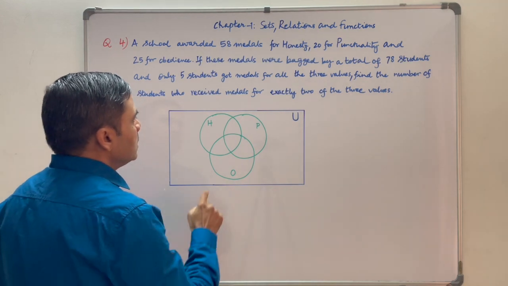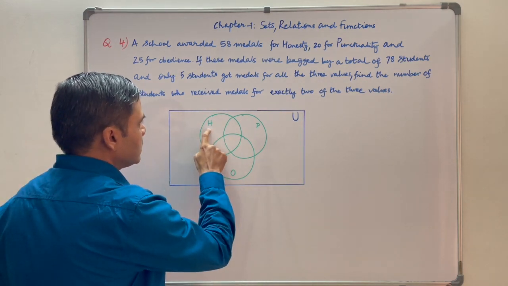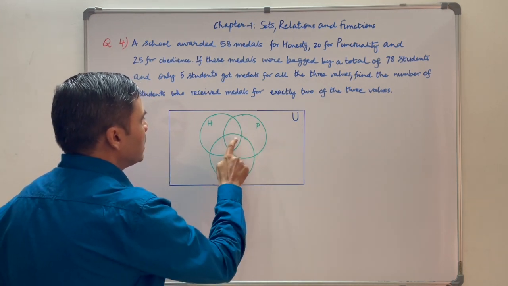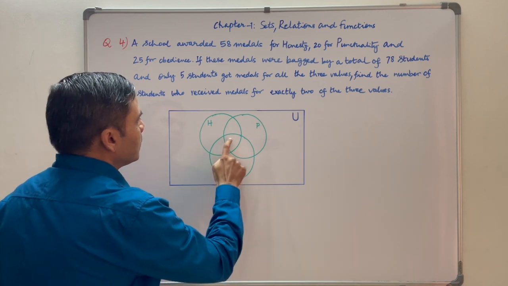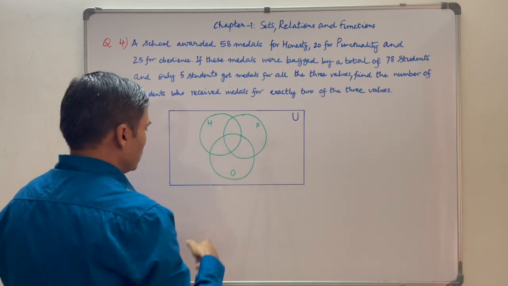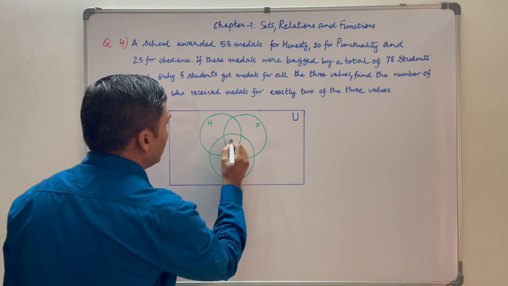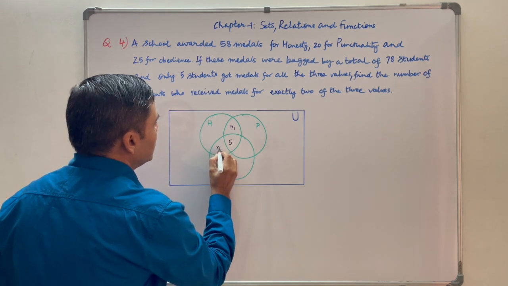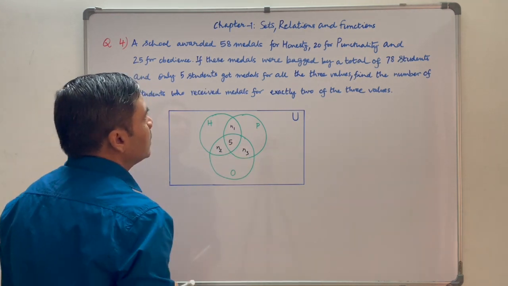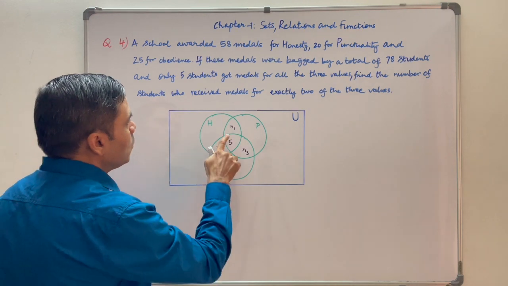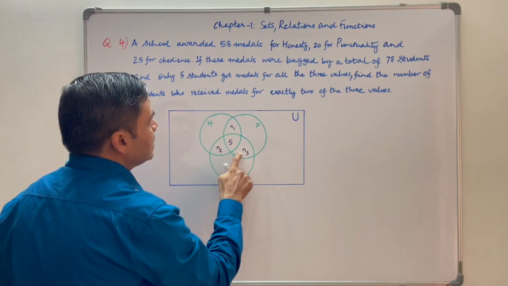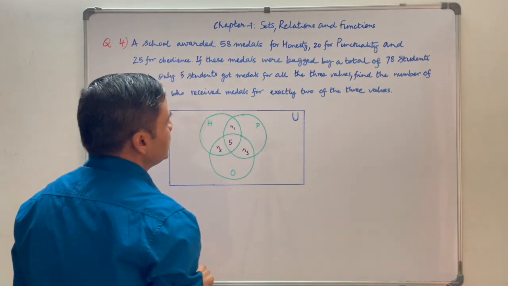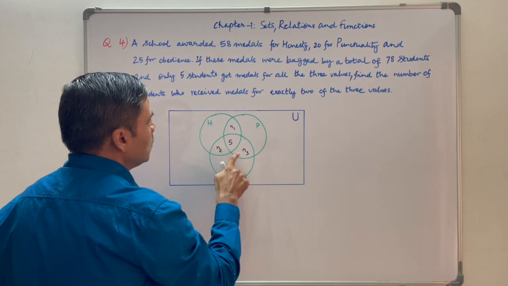They represent students who got medals for honesty, students who got medals for punctuality, and students who got medals for obedience. So there are 5 students who should be written in this zone, who got medals for all 3 values. Suppose this is N1, this is N2 and this is N3. So we need to get the value of N1 plus N2 plus N3, meaning students who received medals for exactly 2 of the 3 values.